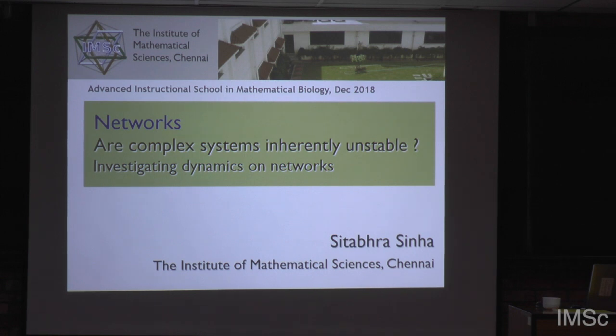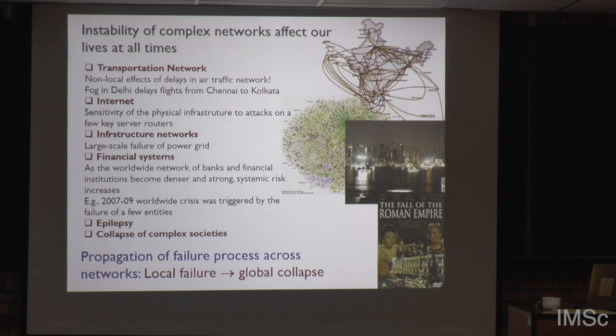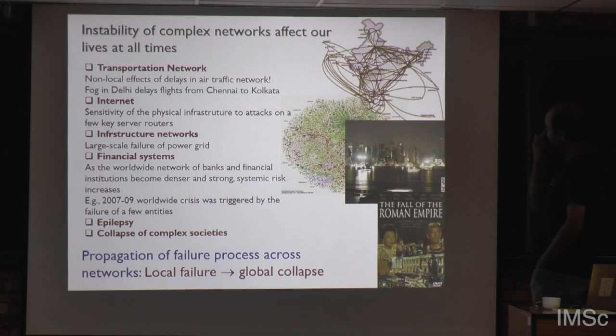So the question we are going to ask is the following: are complex systems inherently unstable? To answer this question, we necessarily have to look at the topic of how dynamics pans out on networks, or if you have each of the nodes being described by some dynamical equations, how this results in the collective dynamics of the entire system. So the question we are asking is: how do we understand instability which propagates along complex networks?